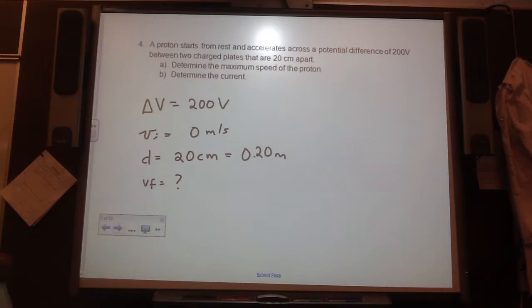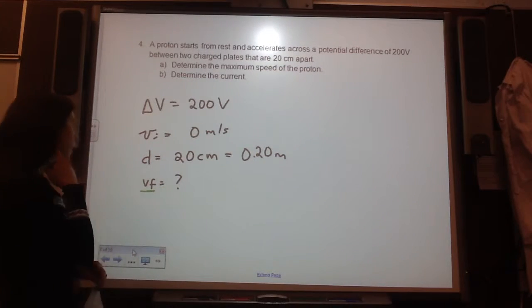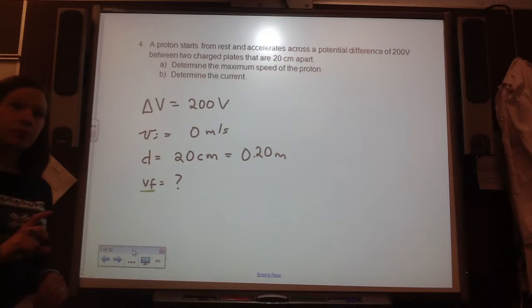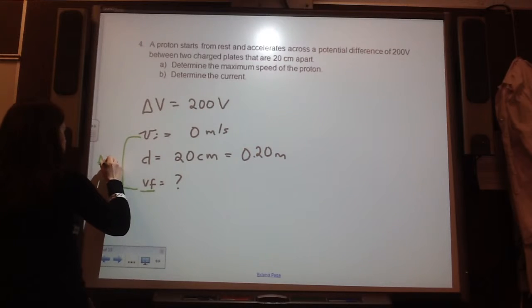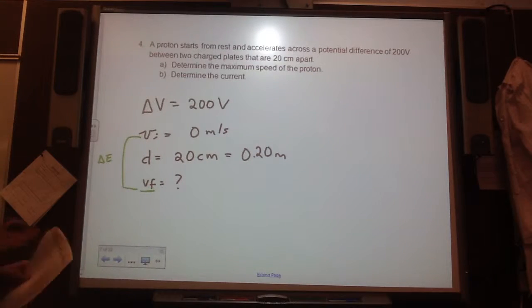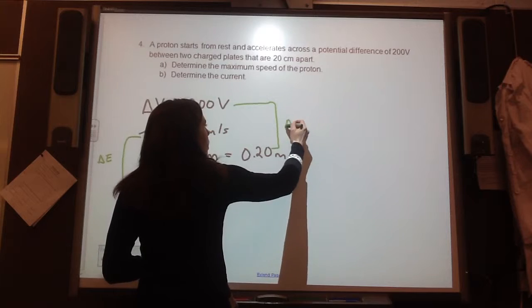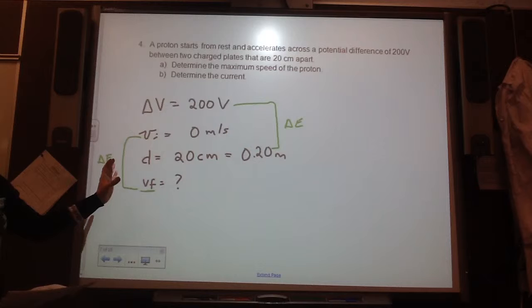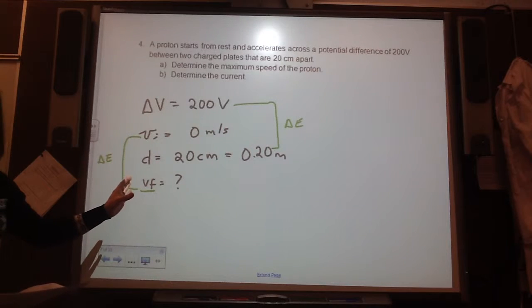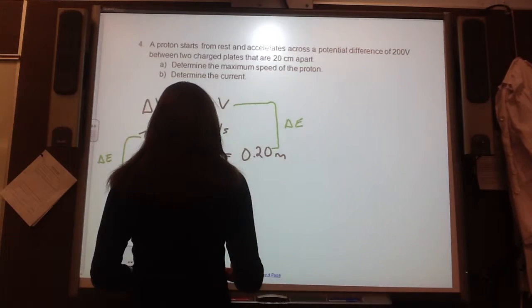So when we're looking for our speed, we need to find the change in energy. What we need to do to find our Vf is look for our delta E. Well, how do we find our delta E? We can use this V and this d to find delta E and then apply it to our speeds, using EK equals half mv squared.